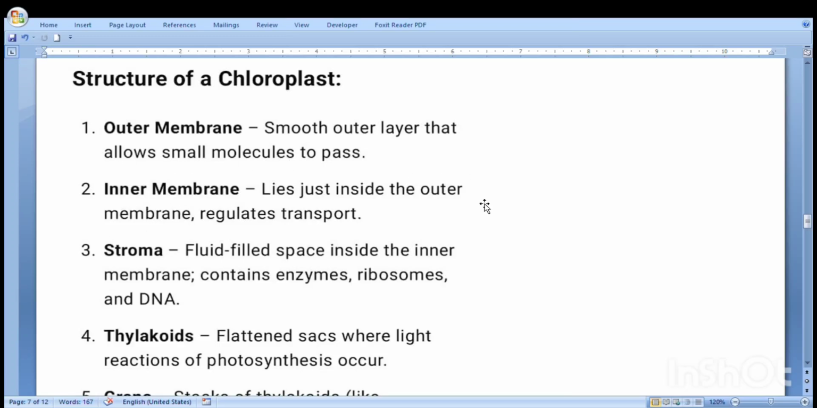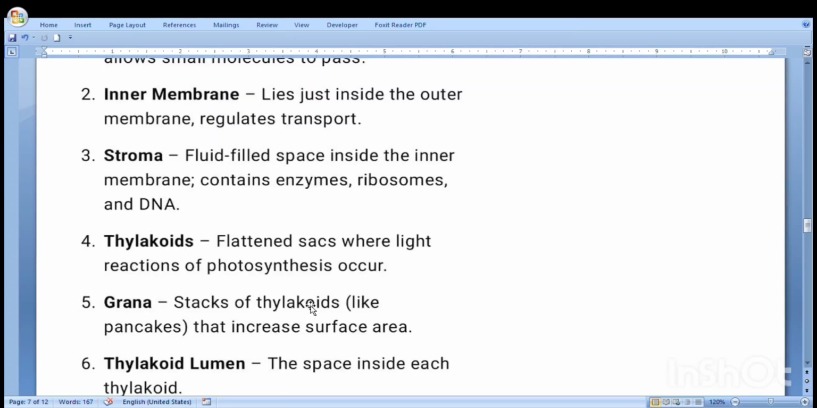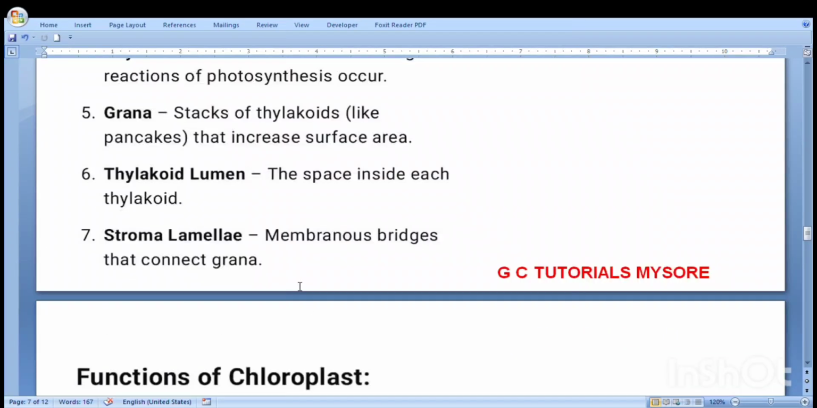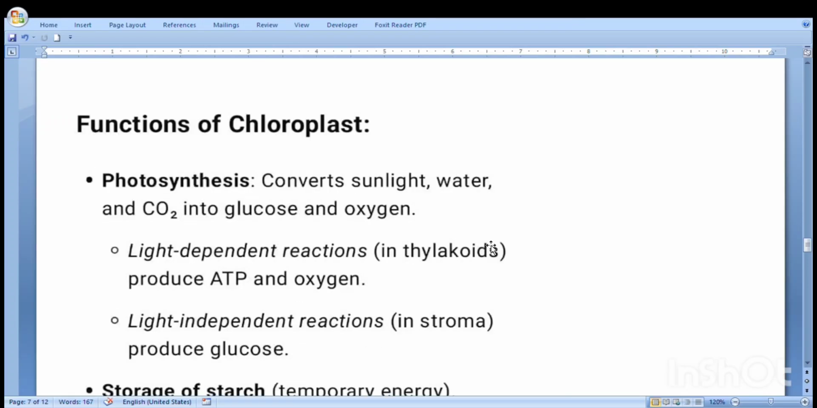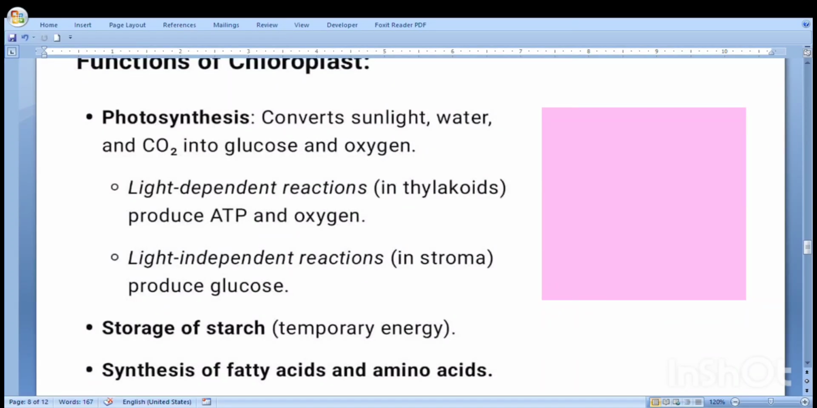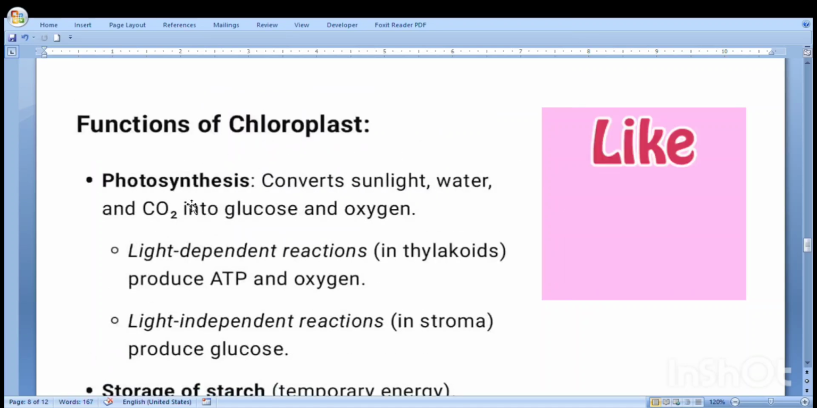Okay. Next, I explained everything: thylakoid, lumen, stroma, lamella. Next, we come to the function of the chloroplast. What is the function? I already told you: it converts sunlight, water and carbon dioxide into glucose and oxygen. This is the function of the chloroplast.